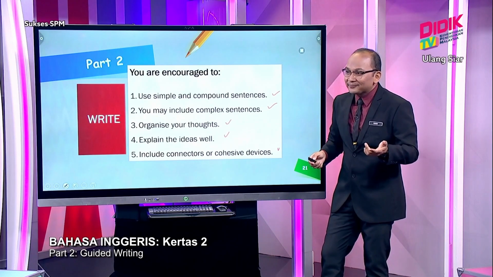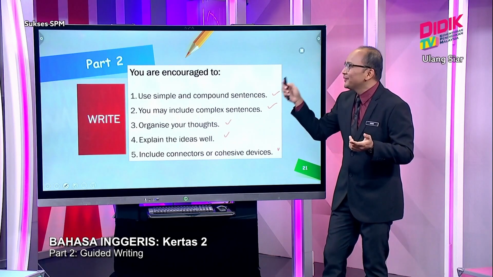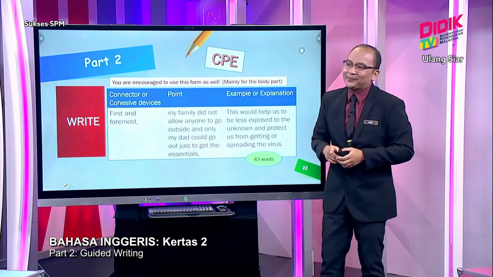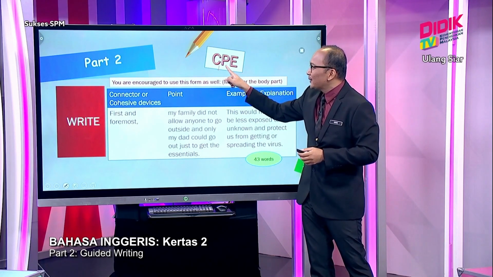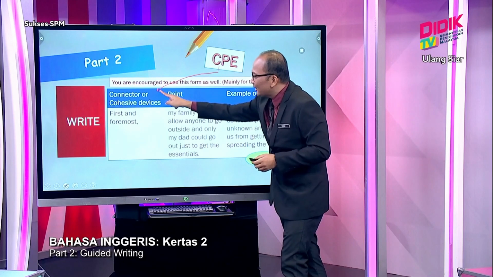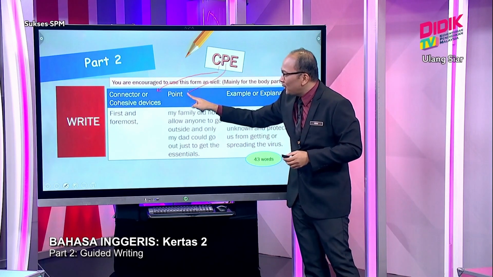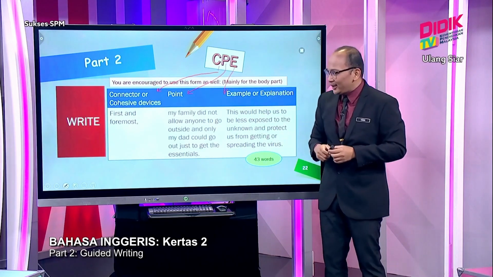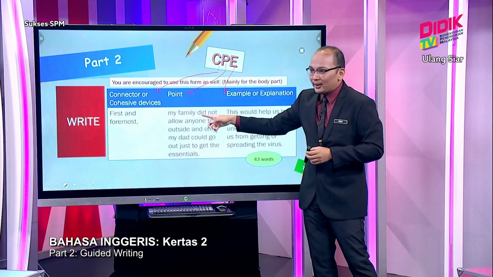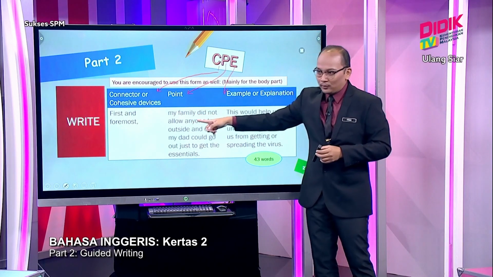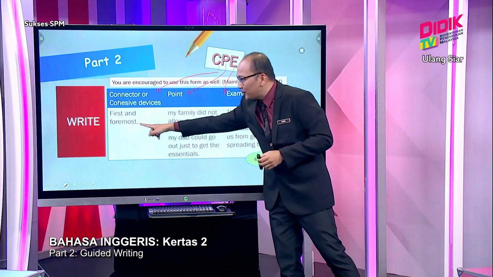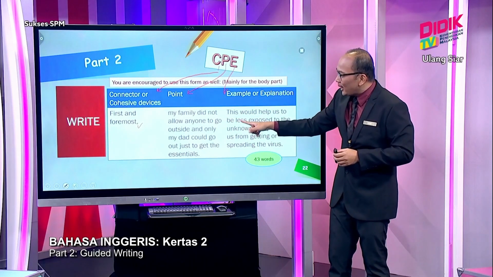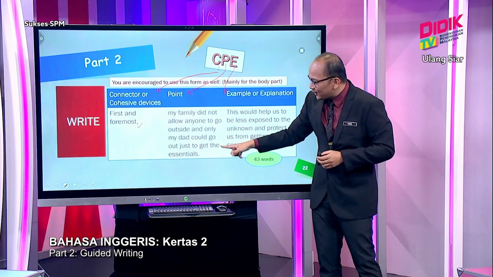And what is the last step? A, P, W, C. Before that, we look at the writing part, which is the CPE. C is for using connectors. P is for point, and E is for example or explanation. So the example I am giving over here, first and foremost. This is one of the examples of cohesive devices. What is the point? My family did not allow anyone to go outside, and only my dad could go out just to get the essentials.